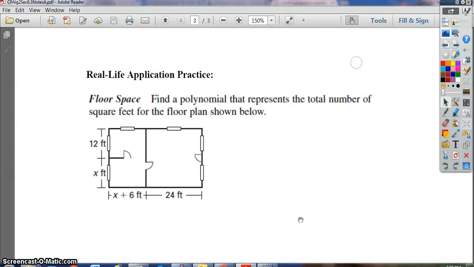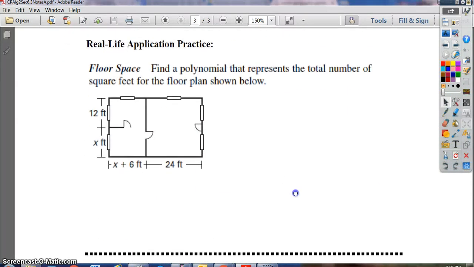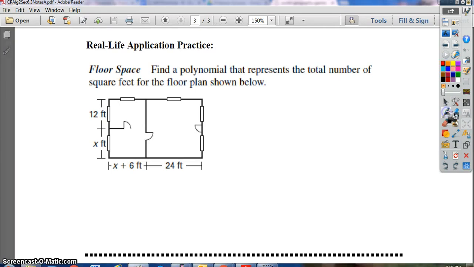All right, so coming down here, real life application, floor space. Find a polynomial that represents the total number of square feet of floor plan shown below. So what we're going to do is basically write an addition problem to the bottom here, which would be x plus 24 plus 6. Sorry, I don't know why I did that. This side's going to be x plus 12. So if I simplify this, it's x plus 30, is what I was trying to do. Then I'm going to do this.